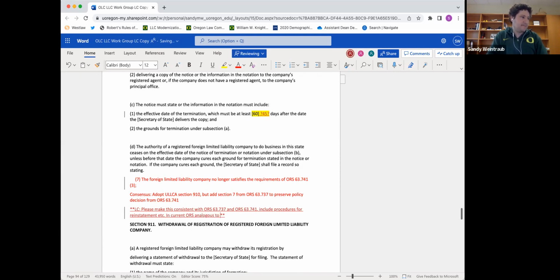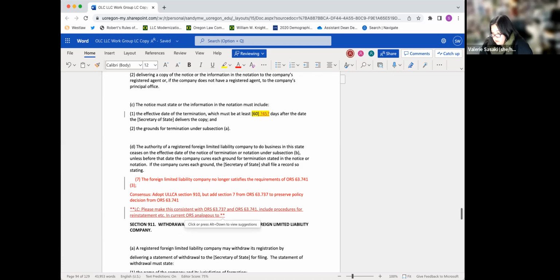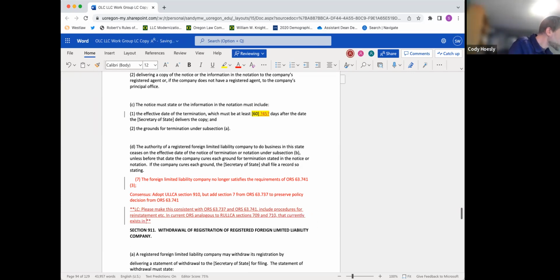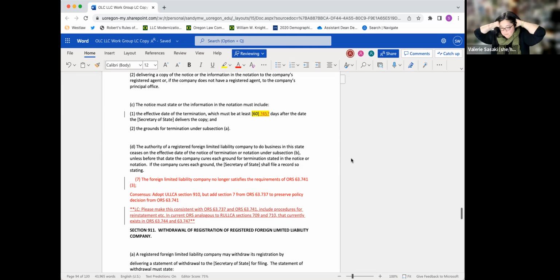And what were the sections that you had there, Cody? It's the counterpart to ROLCA sections 709 and 710. Oh, okay. And this concept is already part of ORS 63.744 and 747. Yeah, appeal from revocation and grounds for revocation. Good. Any other thoughts about that? No.